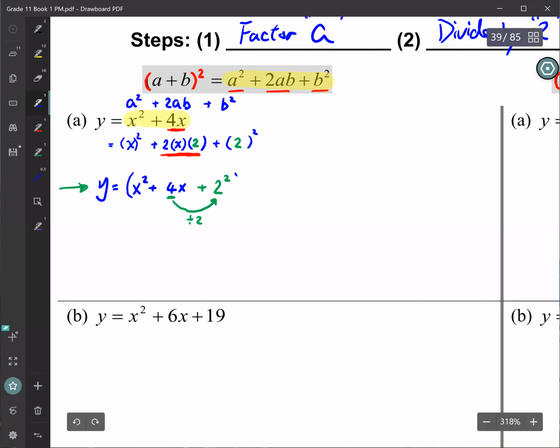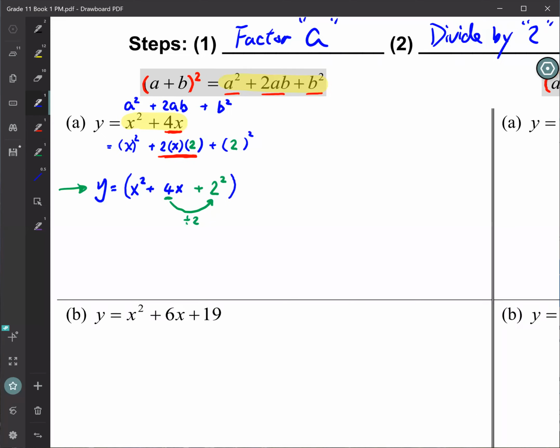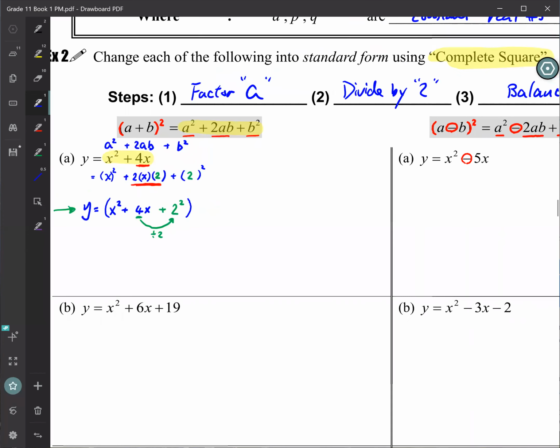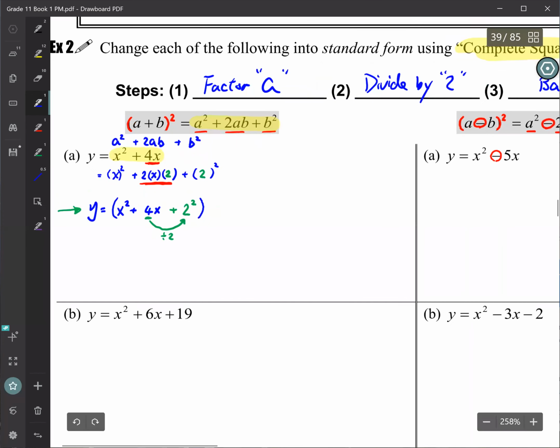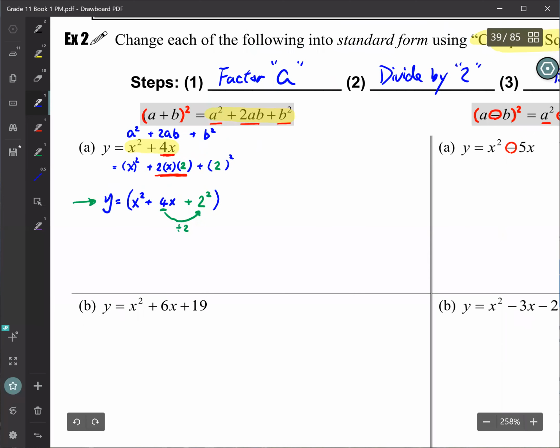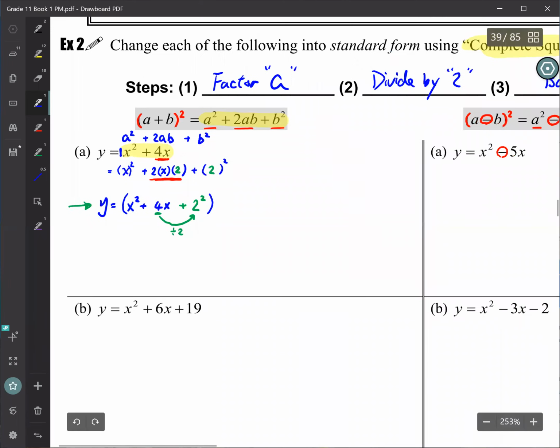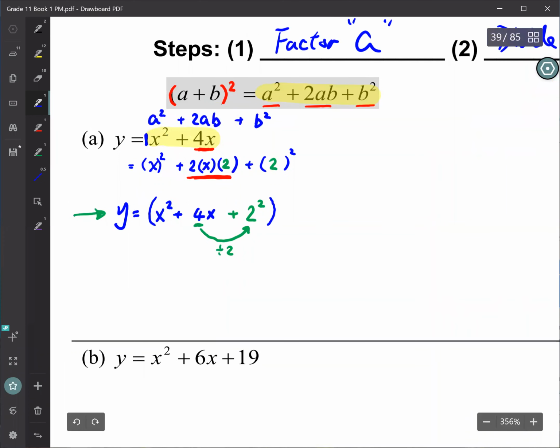So now you have 3 terms, right? So let's put that in brackets. That's called divide by 2. That's why in step 2 we have divide by 2. First step is factor A, but for this one, the front is only a 1. If you factor the 1 out, it doesn't change. We'll worry about step 1 later. So right now you just look at the middle term, you need to divide by 2. Now the green part, the 2 squared, is something we added in.